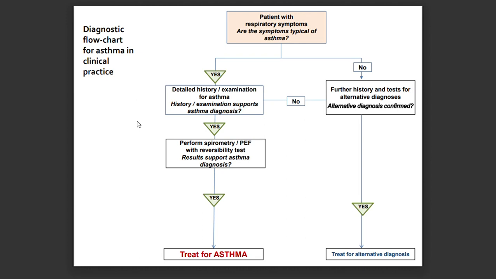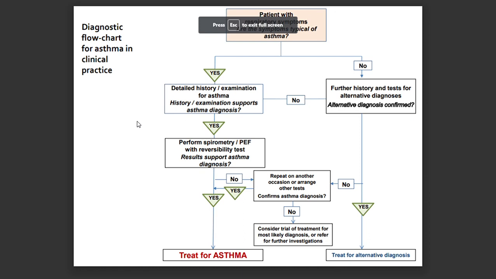Now, if the symptoms are not typical of asthma, you can dive into a further history and test for alternative diagnosis. Is the alternative diagnosis confirmed? If not, then you can go into a detailed history and examination for asthma. And if it does support the asthma diagnosis, then you go through the whole yes again. But if the alternative diagnosis is confirmed, then you can treat for the alternative diagnosis. If the alternative diagnosis is not confirmed, you can repeat on another occasion or arrange other tests. If that confirms the asthma diagnosis, then you can perform the spirometry PEF with a reversibility test. If it doesn't, then you consider trial and treatment for the most likely diagnosis or refer for further investigations.